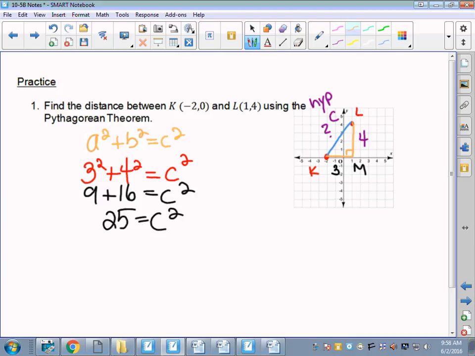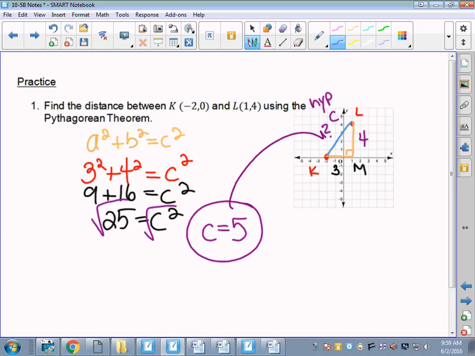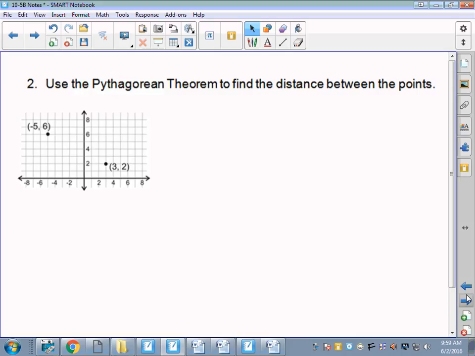We all know how to get to the c because we don't care what c squared is. Let's square root that guy. And we got a nice neat answer this time, right? Square root of 25 is 5. So the length between K and L is 5 units. We can't count it because our grid marks are all diagonal and crazy. So we have to count on Pythag to find that. Does that make sense to everybody?